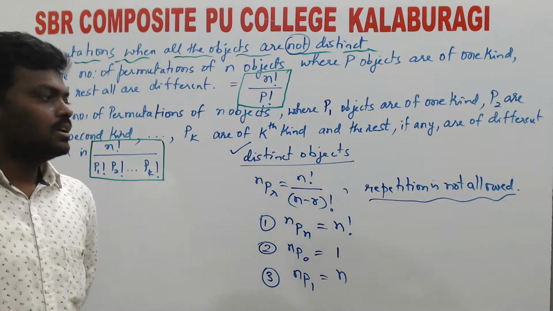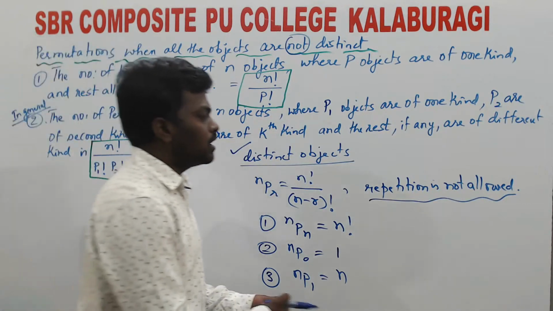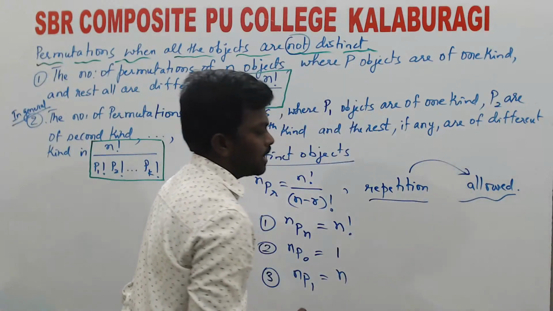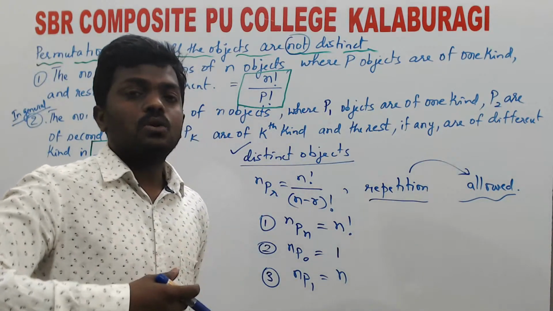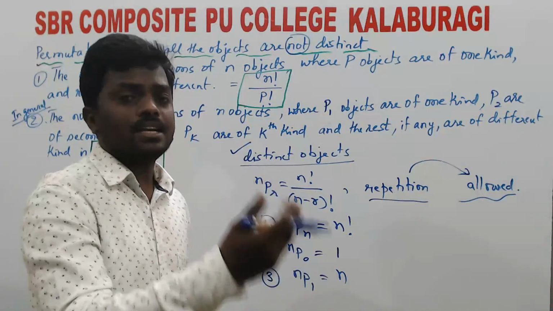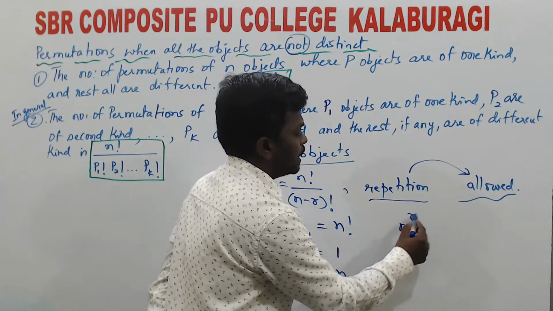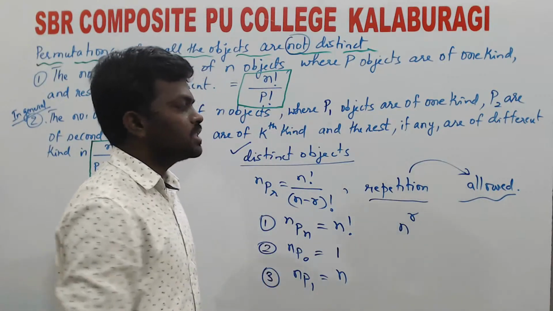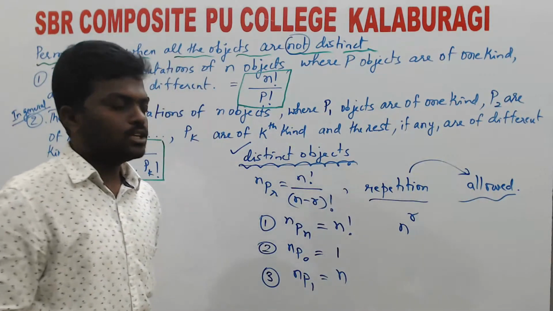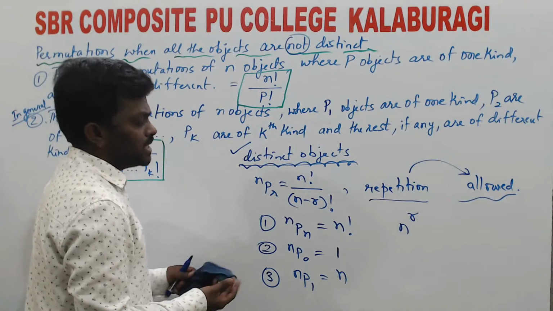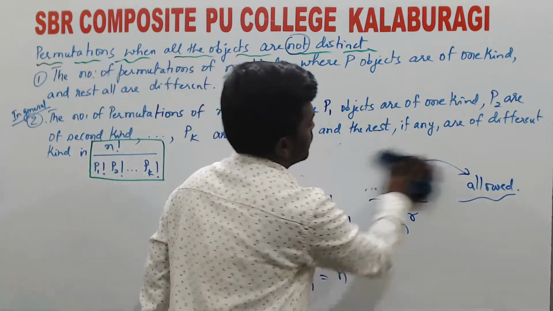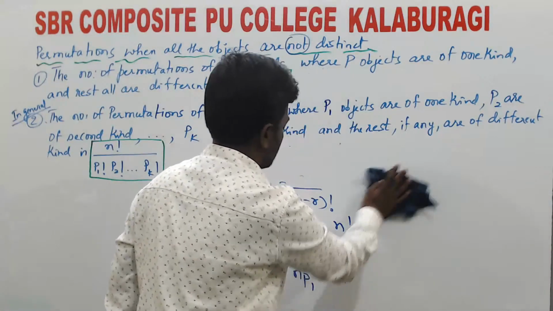Along with this we have even solved what happens if repetition is allowed. If they are asking us to arrange n objects taking r at a time, that will be n to the power r. So these were the few things we have understood based on distinct objects. Distinct means different. Do remember that. Now we shall see when there are no distinct objects.